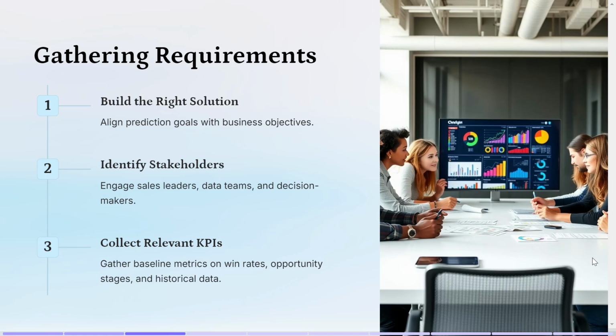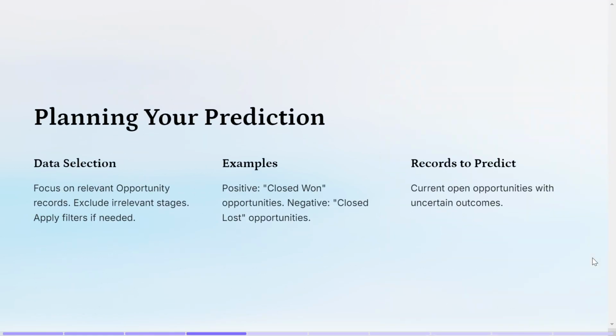Next, we need to set up our prediction in Einstein Prediction Builder, which starts with selecting the right data. Here we'll use Salesforce's Opportunity Object, which stores all our sales opportunities. Then, we focus on defining positive examples like opportunities that reach the closed-won stage, and negative examples such as opportunities that were closed-lost. Einstein learns from these examples, helping it accurately predict the likelihood of success for new opportunities.